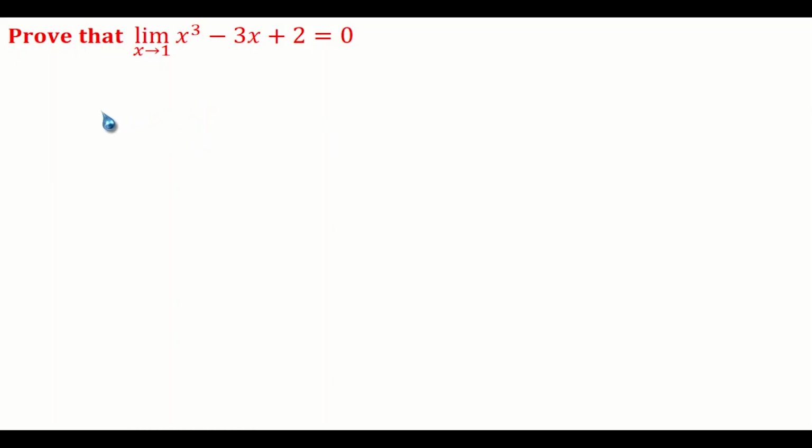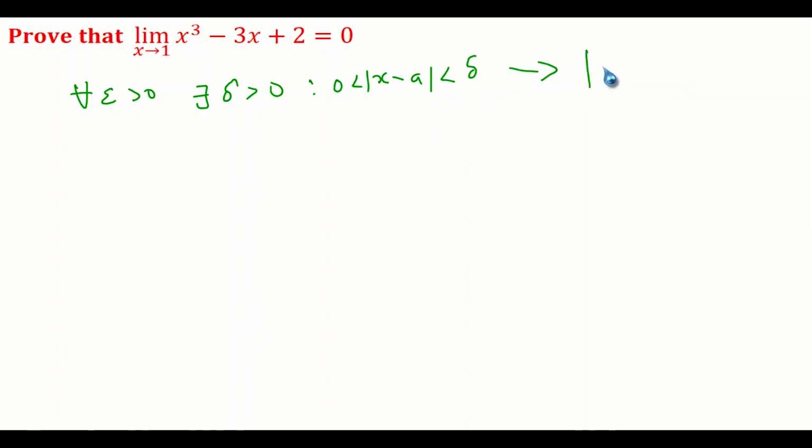So the normal step is to say: for every epsilon greater than 0, there exists delta that is greater than 0, such that the closeness to the given point A, written as x minus A, is greater than 0, written as this, and is less than delta. So if this is true, it follows that the absolute value of f of x minus L is actually less than epsilon. I haven't written this.